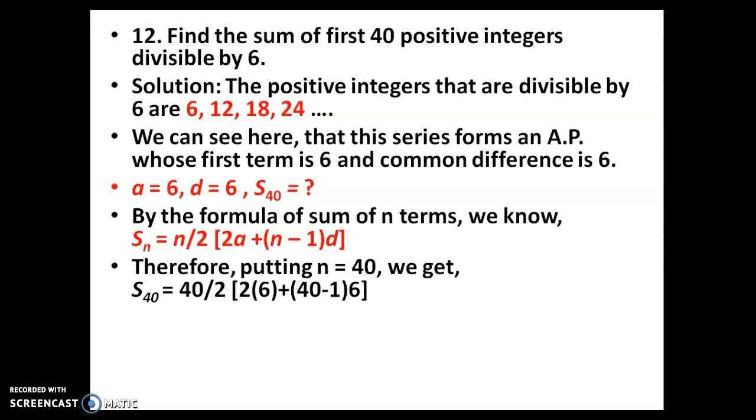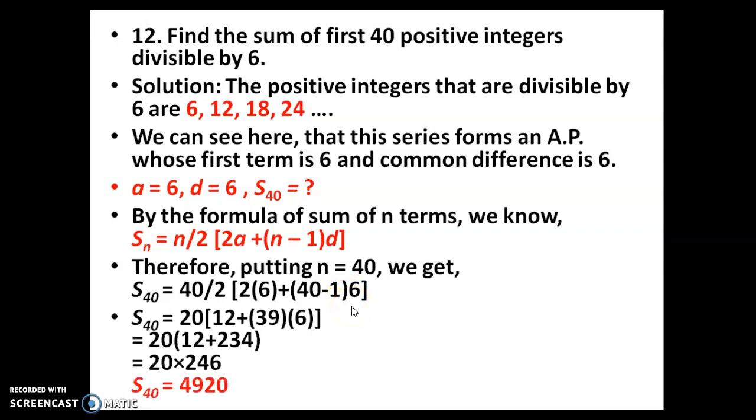So n is 40, so we are writing 40 by 2, and a value is 6, so I am writing 2 into 6, then n minus 1, so 40 minus 1 into d value is 6. Okay, so after simplifying, 40 by 2 equals 20, then 2 into 6 is 12, then 40 minus 1 is 39. Okay, then multiply these two numbers, 39 into 6, that's why we are getting 234.